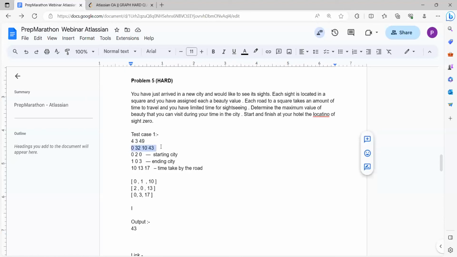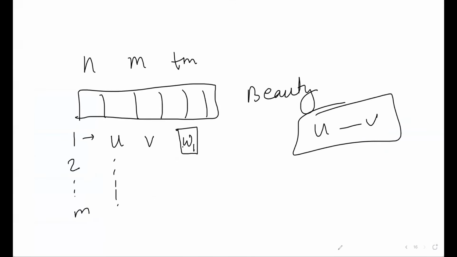Then this line is about the beauty. Every square has some beauty. You'll visit those squares, and you'll get those beauty points. Let me draw this for you. Okay, let me draw this input for you. Can I delete?